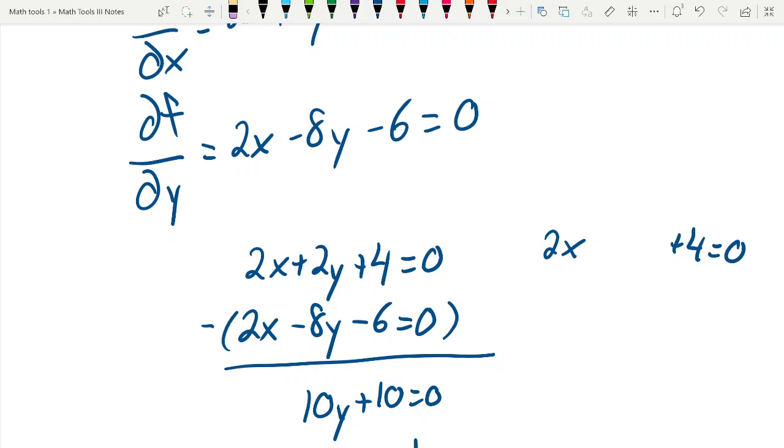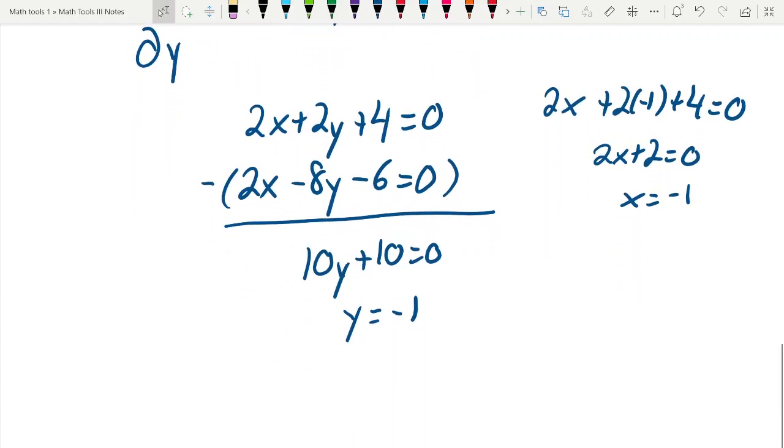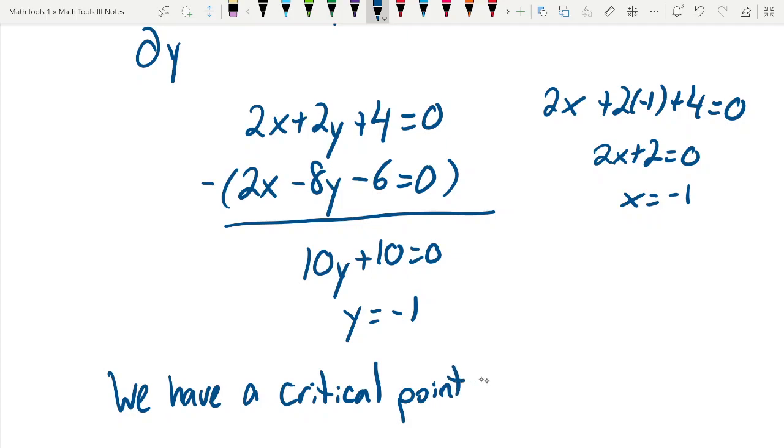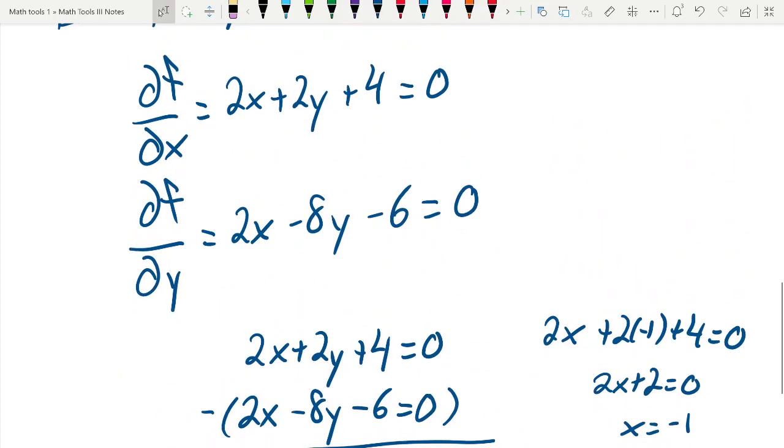Okay, so that should have been 2x. 2 times -1 here. So still the same thing though, right? So then x is equal to -1. So we have a critical point at (-1, -1). Okay. So this is the point where if x is -1 and y is -1, that's going to make both of these partial derivatives equal to 0.